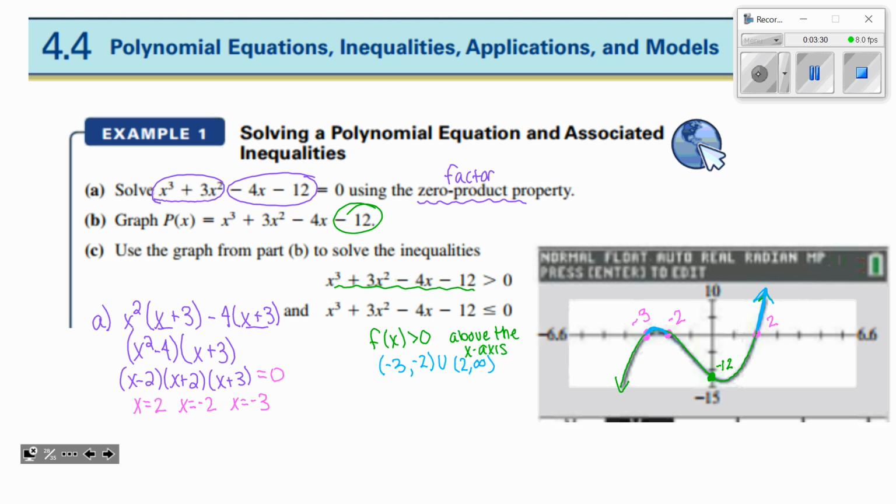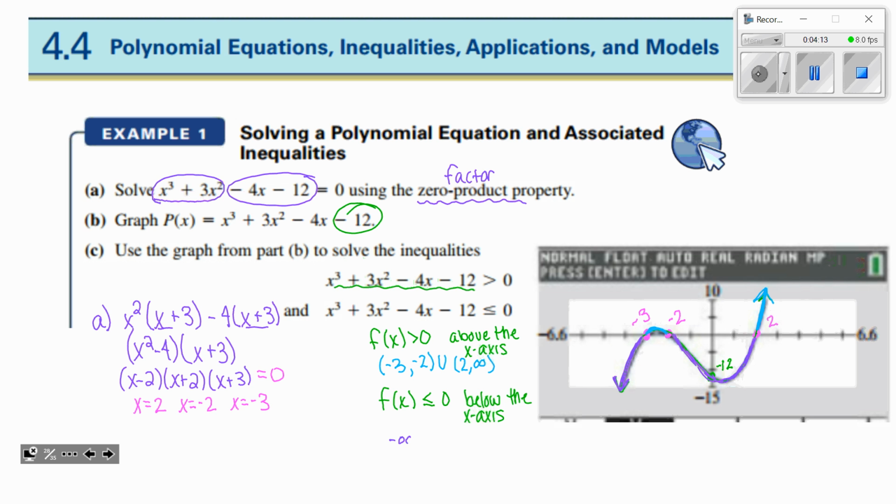And then the other part that they're asking us to do is less than or equal to 0. So if I say the function f of x, whatever it is, in this case it's this cubic, is less than or equal to 0, that means below the x-axis. So we're saying, where's the function below the x-axis? So the function is below the x-axis from negative infinity to negative 3. It's below the x-axis then from negative 2 all the way to positive 2. So those purple pieces that I just traced.